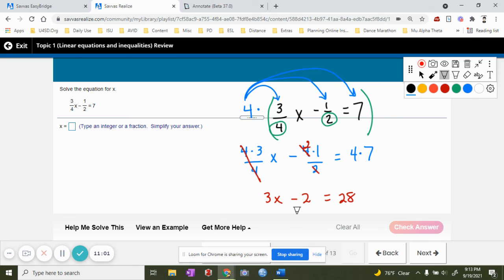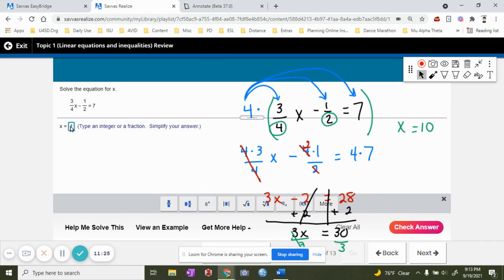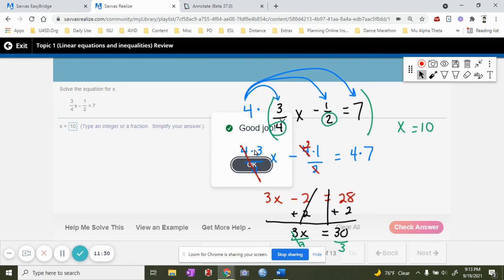I can undo my constant by adding 2 to both sides of my equation, and we get 3x equals 30. Then I can undo my coefficient by dividing both sides by 3, and we get x equals 10. Okay, so let's type that in and verify our answer. There we go.